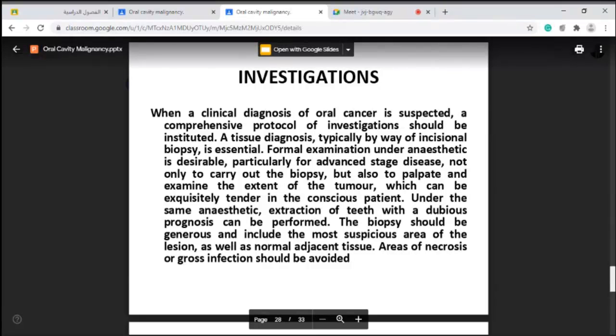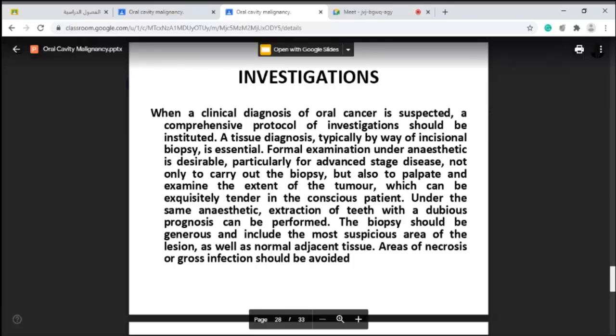Metastases are surrounding the nerves, and this is causing a very severe and tender mass, so we cannot examine the patient properly. When we expose the patient to general anesthesia to take a biopsy, we can also examine him properly. Under the same anesthesia, extraction of teeth with a dubious prognosis can be performed.